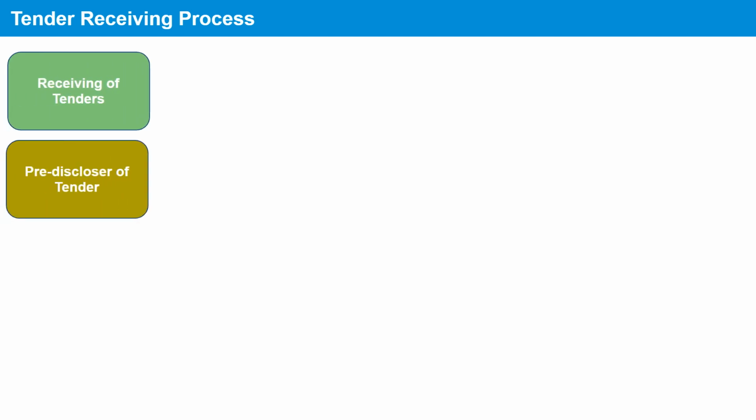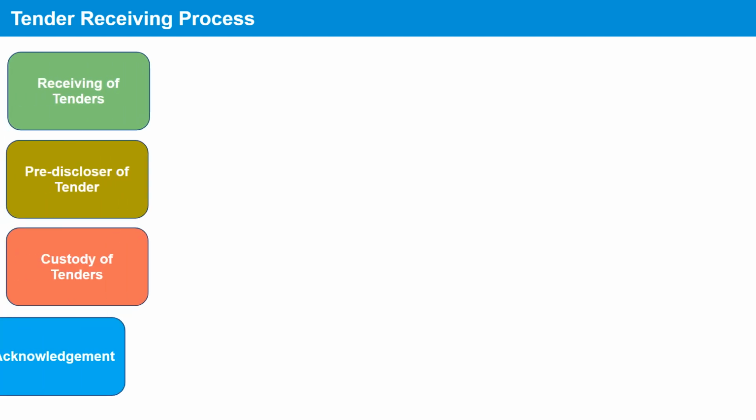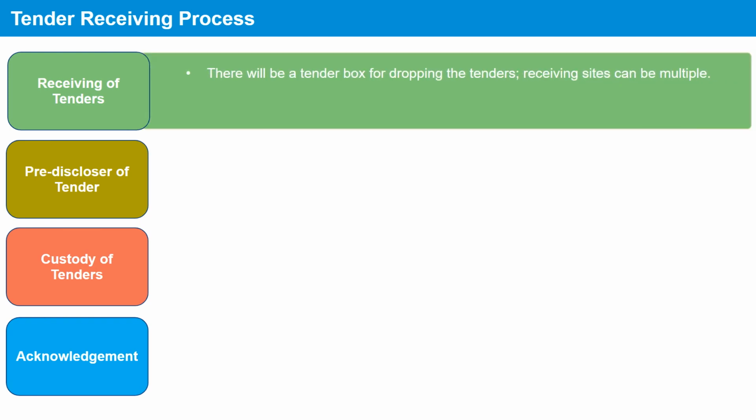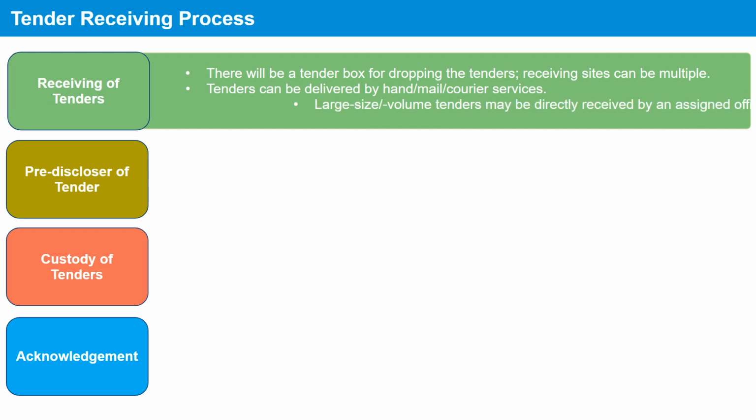The tender receiving process includes receiving of tenders, pre-disclosure of tender, custody of tenders, and acknowledgement. There will be a tender box for dropping the tenders, though receiving sites can be multiple. Tenders can be delivered by hand, mail, or courier services. Large size or volume tenders may be directly received by an assigned officer of the procuring entity.